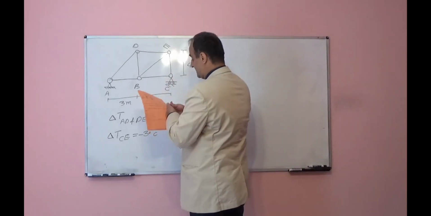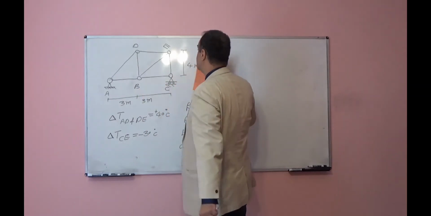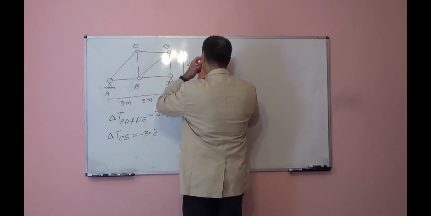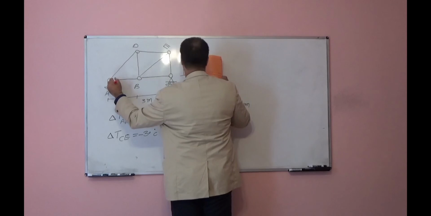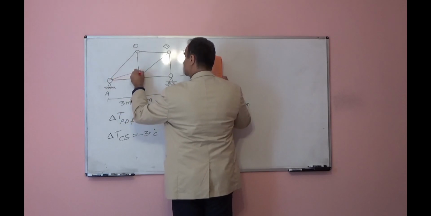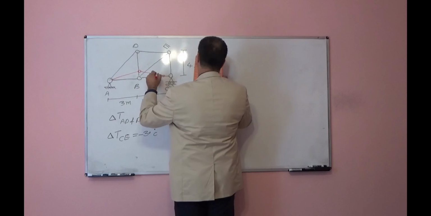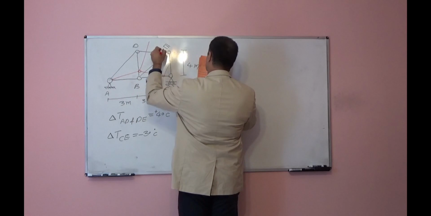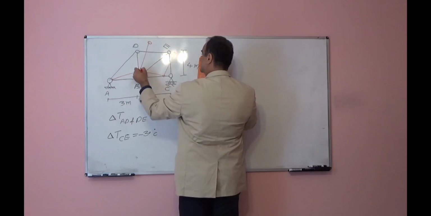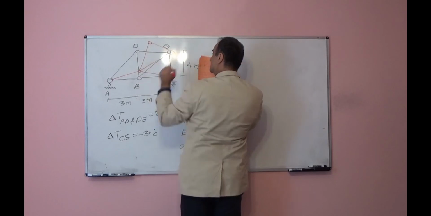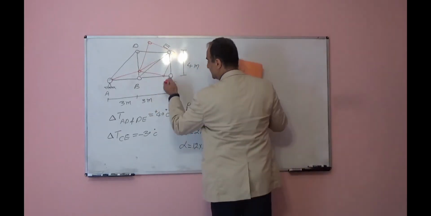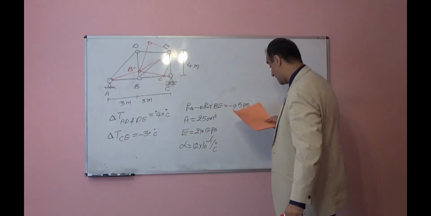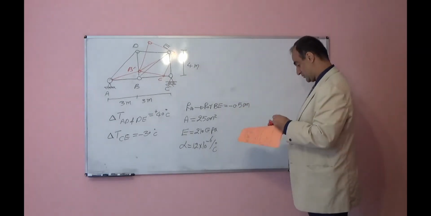If we have expansion in AD and DE and contraction in CE, what will happen? This truss will deform something like this. Point C will move to point C prime and point B will move to point B prime. It will go up. We want to find that deformation.